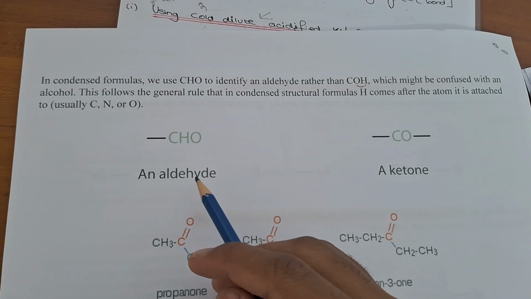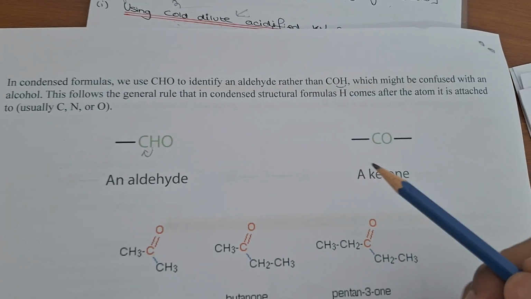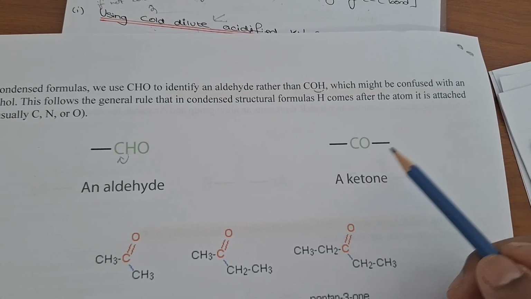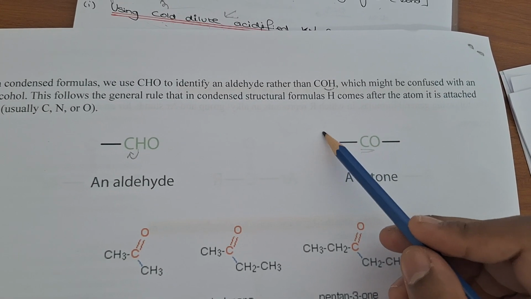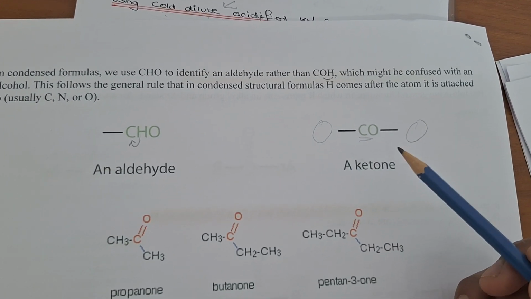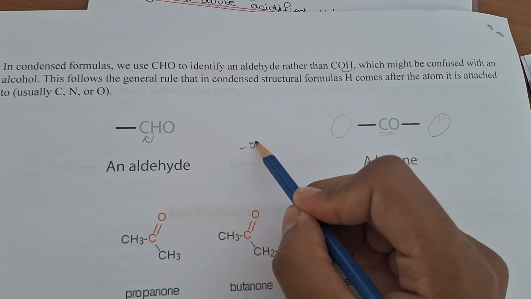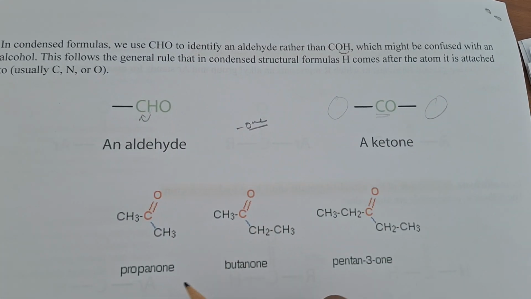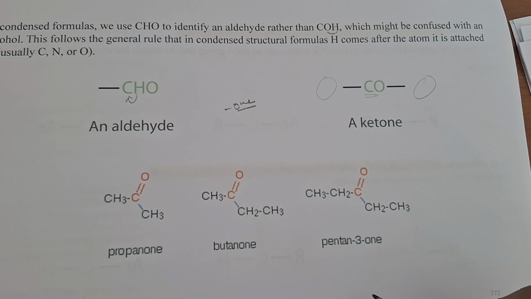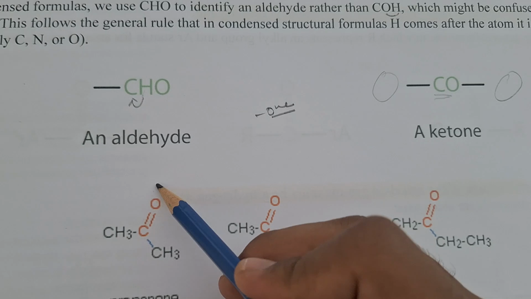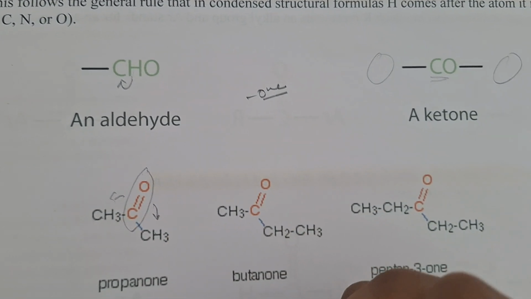Voilà, in an aldehyde, hydrogen is attached to the carbon, and in a ketone we use CO, because an alkyl group will be attached here. Now ketone, alors ketone, it ends with -one, so propanone, butanone, pentanone. Et voilà, this is the carbonyl group. To it are attached two alkyl groups, CH3, CH3.